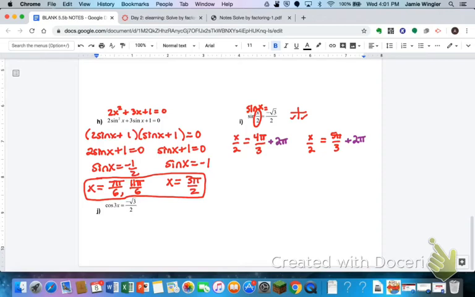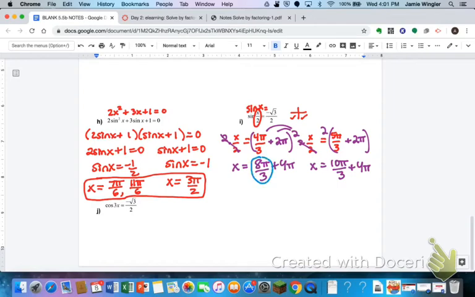So in this particular problem, what I'm going to do to solve for x is multiply everything by 2. That cancels the 2 off of the x, and once I distribute, it gives me x equals 8 pi over 3 plus 4 pi, and x equals 10 pi over 3 plus 4 pi. When you have your multiple answers, you're always going to start with these answers and go from there. So those answers are what you look at first.